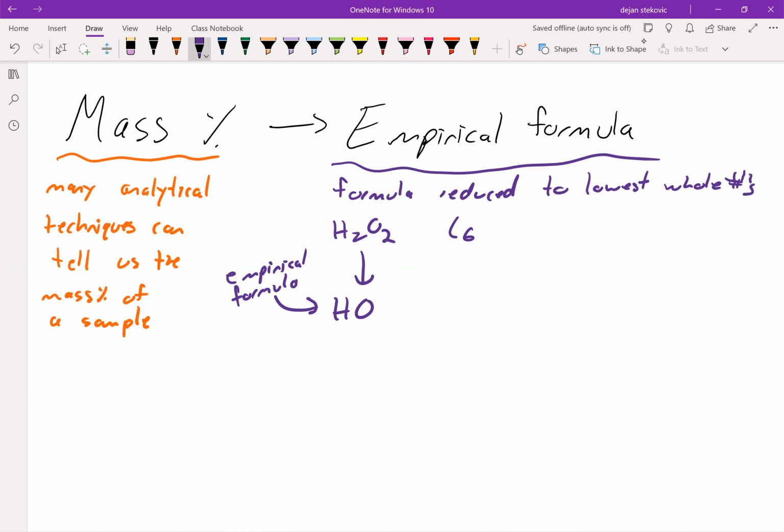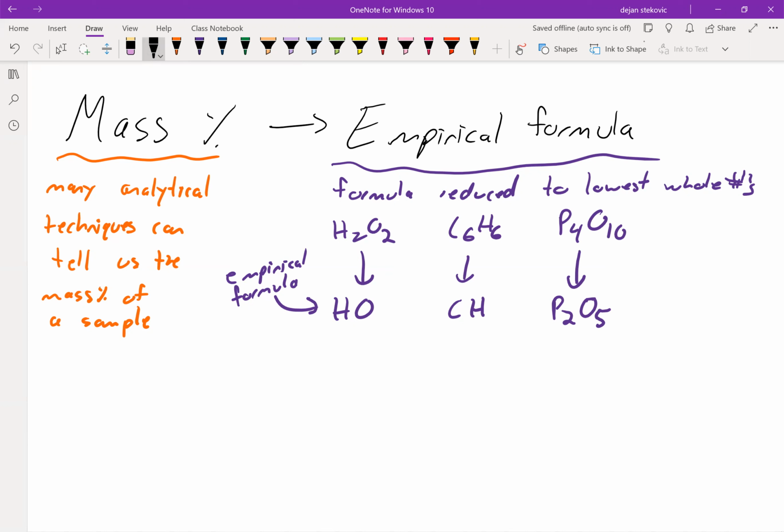Another example is C6H6, right? They're both 6s. That could just be CH. P4O10, right? They're both divisible by 2. So you go down to P2O5. Note that you can't reduce this any further because 2 and 5 don't have any common number that you can divide them by to receive a whole number, right?